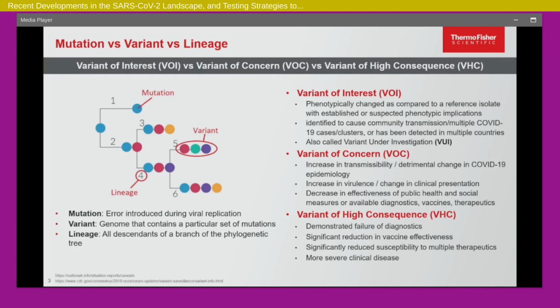It might even affect the efficacy of a diagnostic test, and you'll see some of that actually happening in positive and negative ways. Then the highest category, in terms of severity, is the variant of high consequence. That would mean we are in a situation where the vaccines are not doing their job, or it is causing highly severe disease where people are falling sick. As of this presentation, there is no variant in the variant of high consequence category.